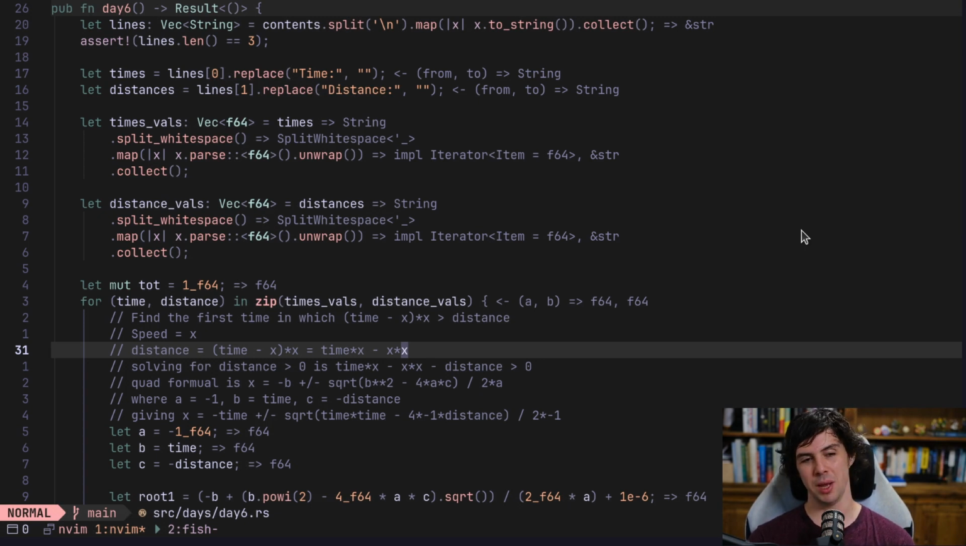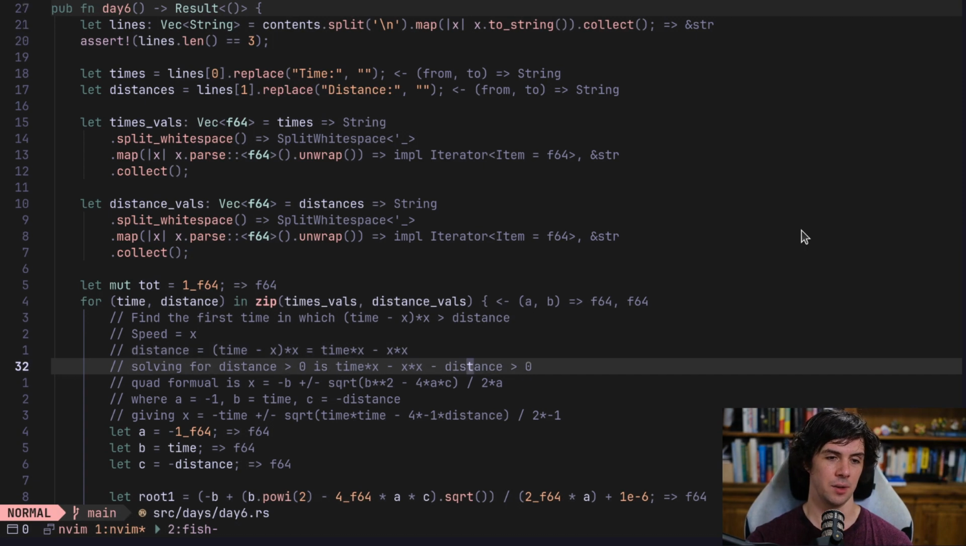But if we expand that equation, we see that the distance we travel is the total time multiplied by x minus x squared. Now, what we're trying to solve for is when we're exceeding a constant value of distance. So in that first example, 9. So another way to look at that is when does time multiplied by x minus x squared minus the offset distance, the distance we have to beat, when is that greater than 0?